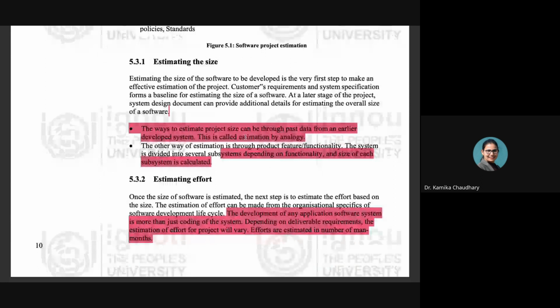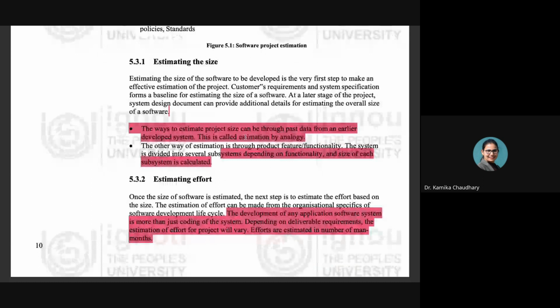So the ways to estimate the project size: how is a company going to estimate the size of the project? Obviously, the past data is always referred to in order to estimate the size of the project. Means the company is going to go to its archive section and check whether this kind of project has been developed by the company earlier or not.